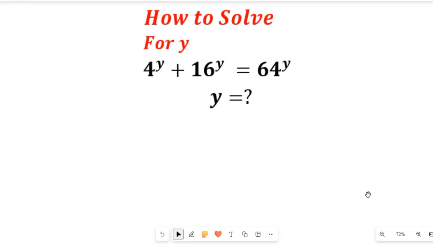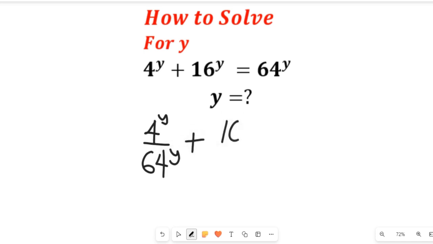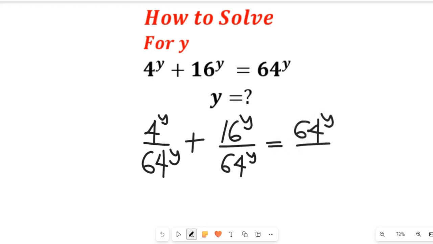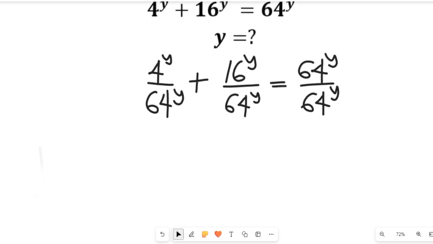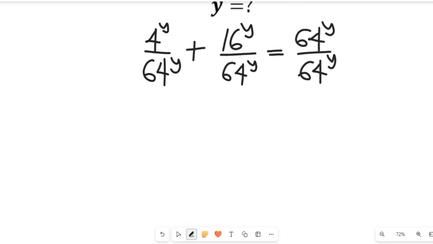To solve for y, I want us to divide all through by the value of 64 to the power of y. If we do that, that will help us simplify that expression. 64 to the power of y plus 16 to the power of y divided by 64 to the power of y will be equal to 64 to the power of y divided by 64 to the power of y. If we simplify this, the right hand side will be equal to 1.